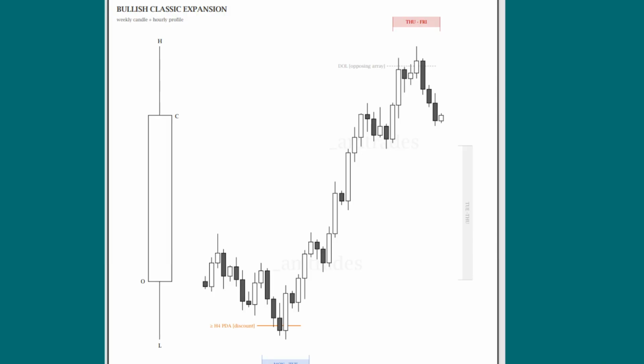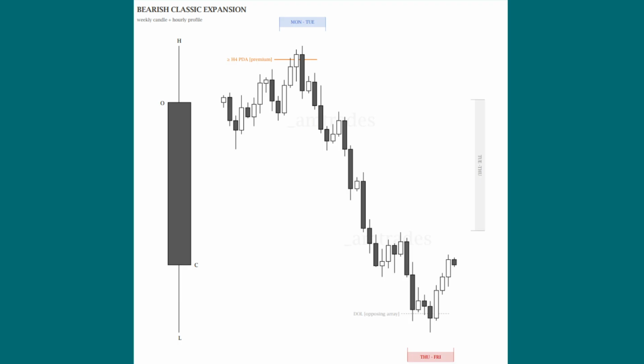This is an illustration of a bullish classic expansion. We had a drop on a Monday, then a mitigation of our discount PDR on a Tuesday, and we made our low on a Tuesday, all our weekly low on a Tuesday. Then we had a rally to the upside on a Wednesday and a Thursday, then a retracement on a Friday after making our weekly high.